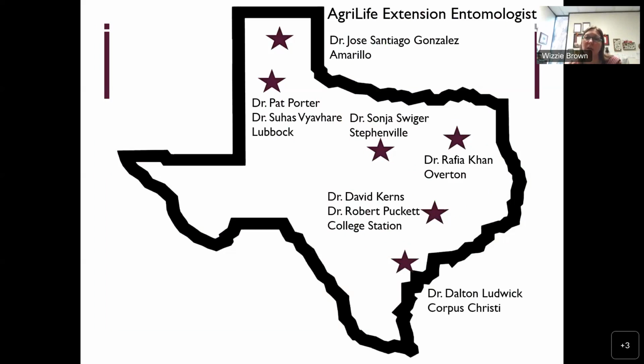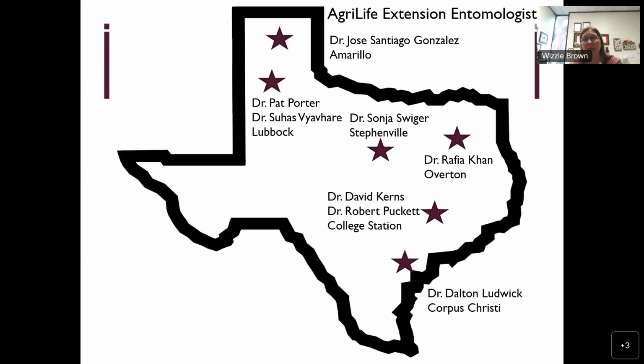And these guys go anywhere from crop type entomologies, where they're working on specific crops, to Dr. Sonia Swiger, who deals with livestock entomology. Dr. Rafia Khan deals with nursery and landscape topics. Dr. Robert Puckett does things that are urban related. So we have a whole variety of things.